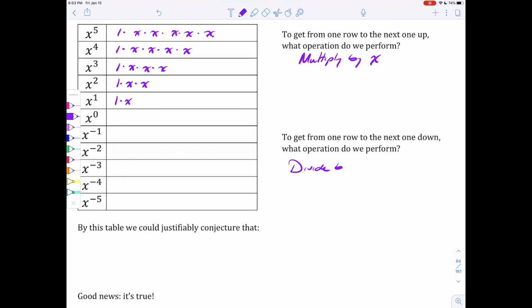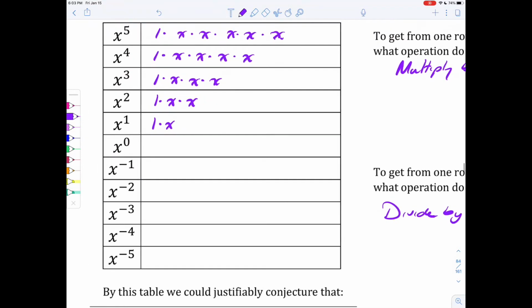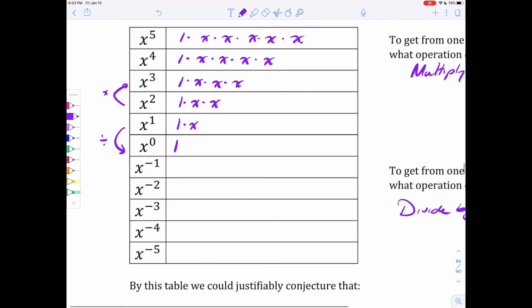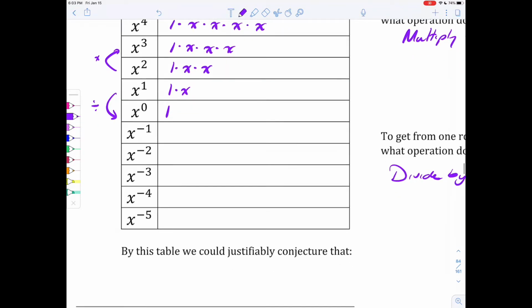All right. That is what allows us to fill in the rest of this table. So to go up, we're going to multiply. To go down, we divide. That kind of gives us reason for believing that x to the power of 0 is equal to 1. We divide by x, this x disappears, and that's all we've got left. But we can go further down.